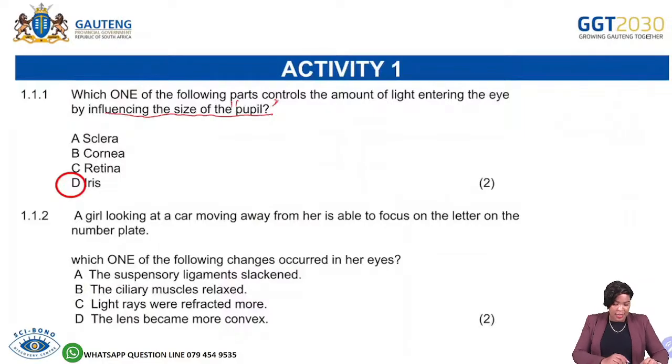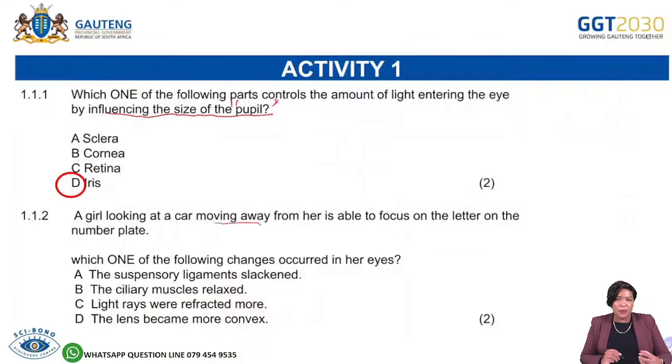That is the iris. Then 1.1.2, for this question you need to read carefully and understand what is happening. Even if a question is a multiple choice question, please don't underestimate the question, because you can have higher order questions in multiple choice. So when you attempt to answer a question, just make sure that you read the stem of the question to your understanding. Right. A girl looking at a car moving away. So you need to find the key words so you can understand what is happening.